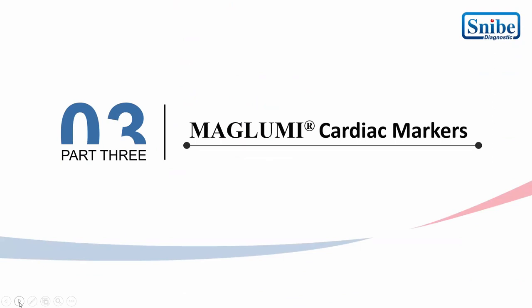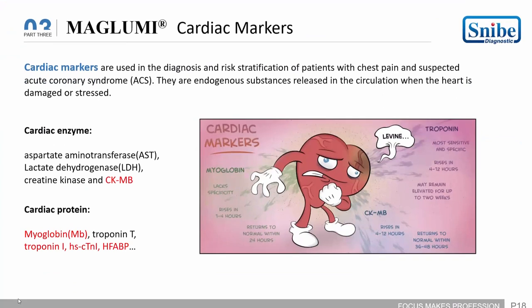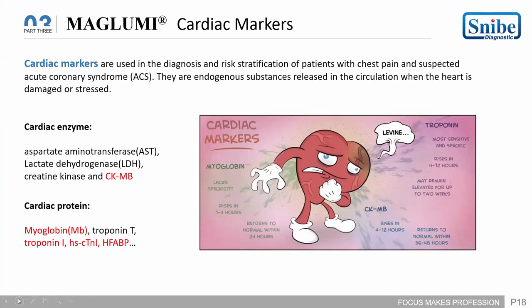Now, what is the solution provided by the SNIBE Maglumi platform? As you know, cardiac markers are tools we use not only for diagnosis, but also for risk stratification when a patient has chest pain or suspected acute coronary syndrome. These are endogenous substances released into the circulation when heart damage or stress occurs.